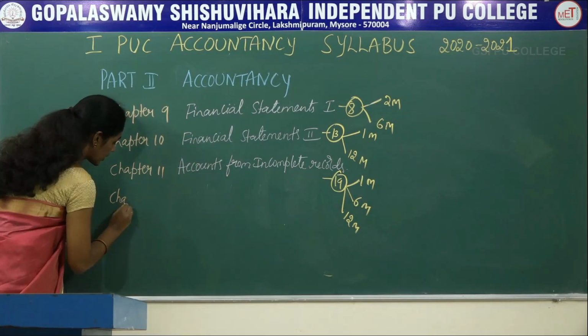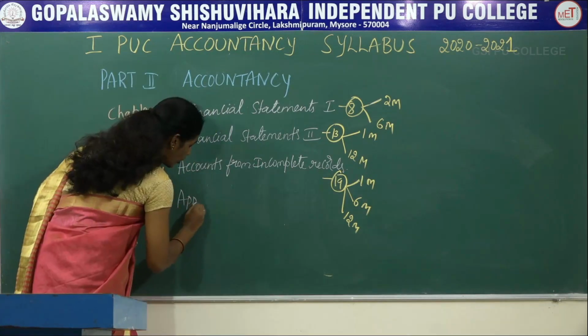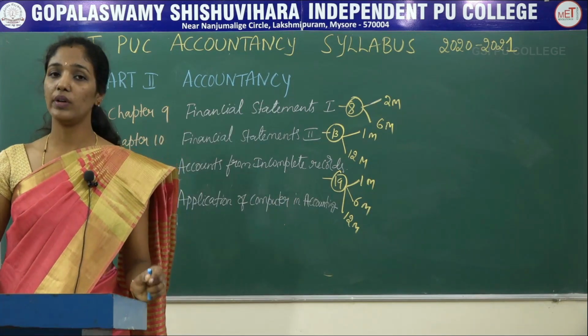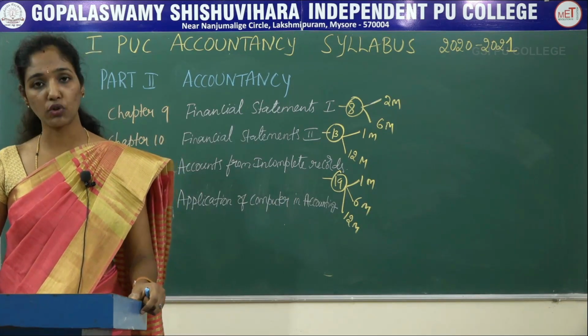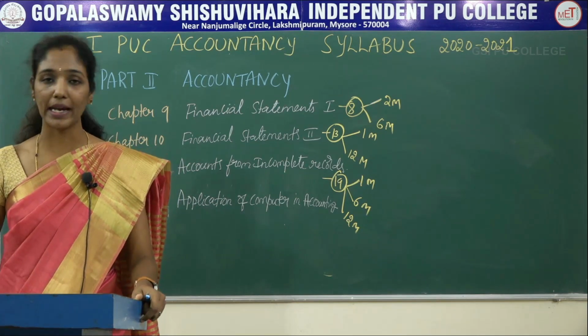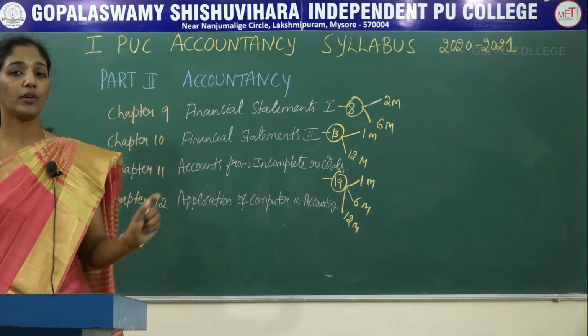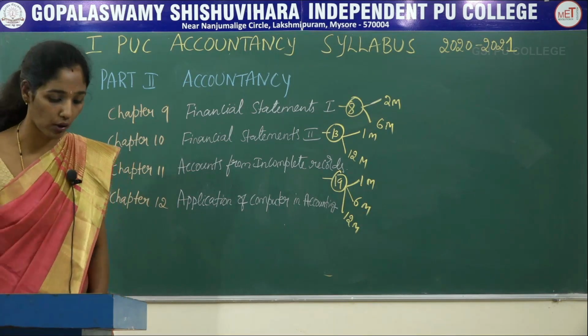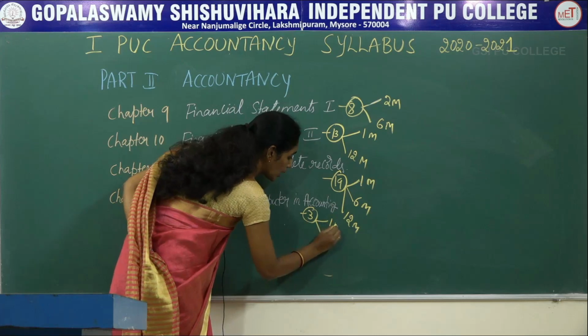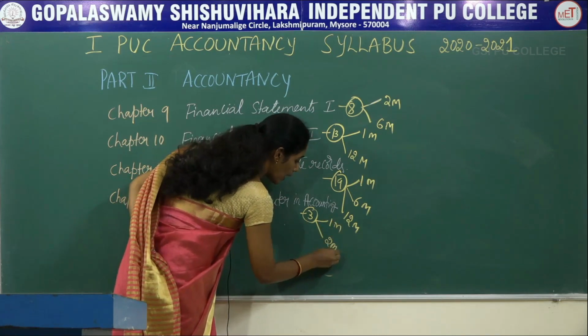Out of 19 marks you can expect one 1-mark question, one 6-mark question and one 12-mark question. The next chapter, chapter 12, is application of computers in accounting. In this chapter we will learn the need for the use of computers in accounting and the nature of accounting information systems. For this chapter a total of 3 marks is allotted. Out of 3 marks you can expect one 1-mark question and one 2-mark question.